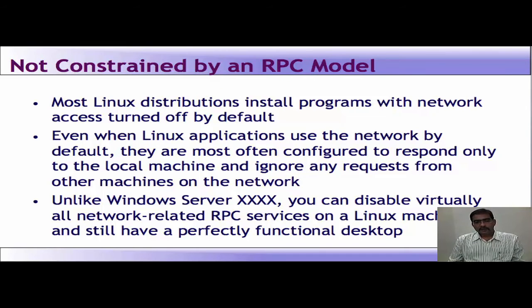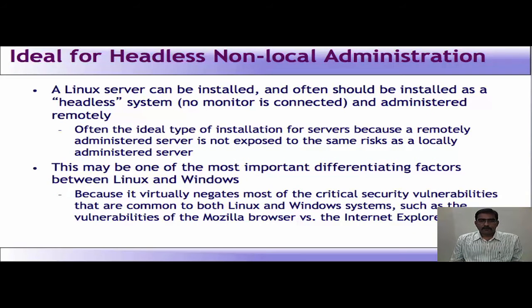So most Linux distributions install programs with network access turned off by default. So even when Linux applications use the network, they are most often configured to respond only to the local machine and ignore any requests from other machines on the network. Unlike Windows Server, you can disable virtually all network-related RPC services on a Linux machine and still have a perfectly good functional desktop. It is ideal for headless non-local administration.